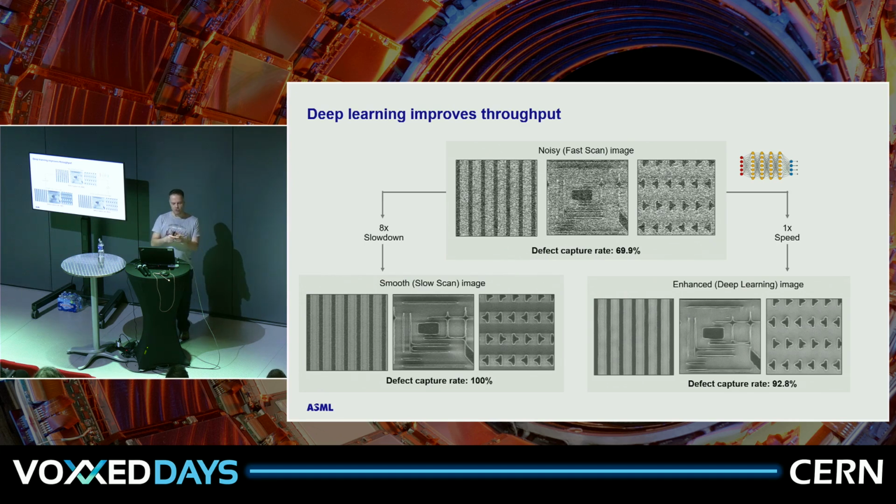If we would make a slower scan and slow down the scanning process 8 times, we can detect 100% of the issues. But slowing down 8 times means we can basically scan 8 times fewer wafers than before. So that's also not really what we want. With machine learning, we actually managed to keep the same speed and still detect almost 93% of the issues. So a really large bulk without sacrificing scanning other wafers. So that's, I think, a good application that you can use for machine learning.